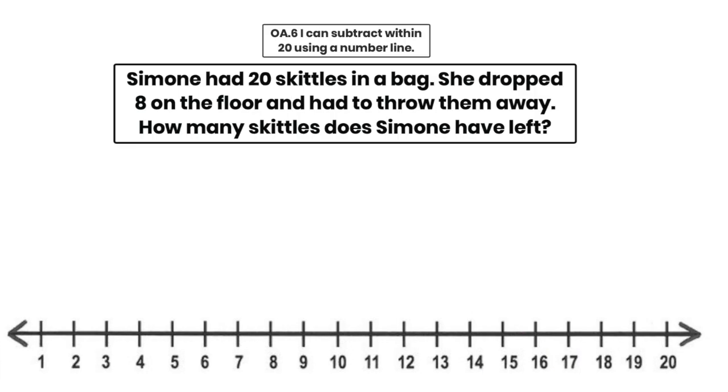So remember, we are still subtracting within 20 using a number line. Simone had 20 Skittles in a bag. She dropped 8 on the floor and had to throw them away. How many Skittles does Simone have left?